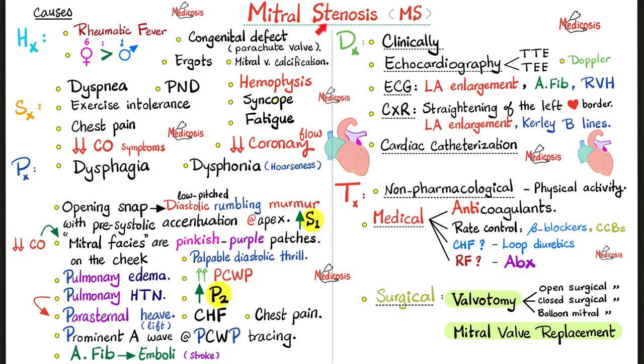Here is everything you need to know about mitral stenosis in one amazing slide. Causes of mitral stenosis. Rheumatic fever is a common cause. Other less common causes include congenital defect in the mitral valve, ergot alkaloids, and calcification of the mitral valve.